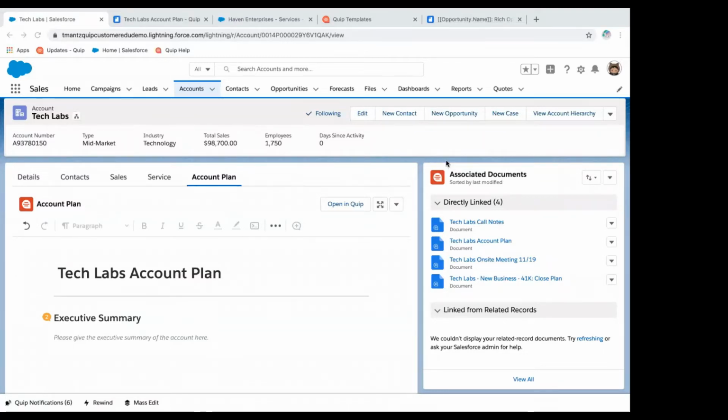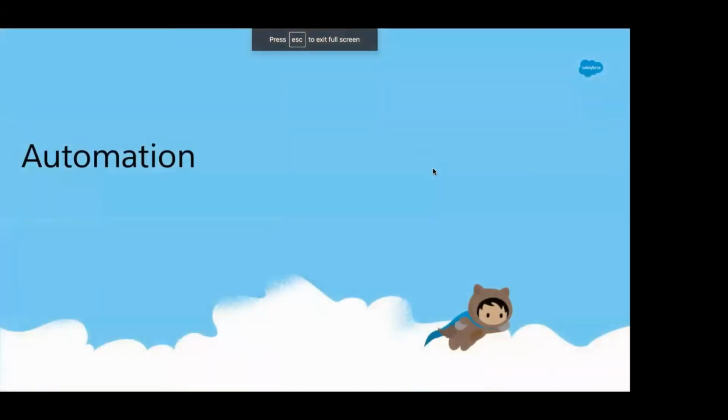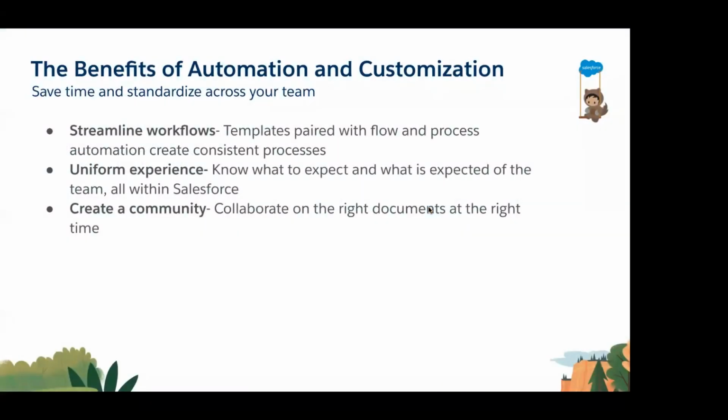Now I want to go through, let me swipe back over here and let me know if that freezes up again, and talk a little bit about automation. So we've hinted at it a bit where I said we added people to the document automatically, but there is a lot that you can do with automation within Quip. This is really the way that you're going to be able to streamline those workflows, bring that uniform experience, and really create a community. You can see collaboration is very easy, but automating things, taking away that manual work, is what is going to make your team very happy.